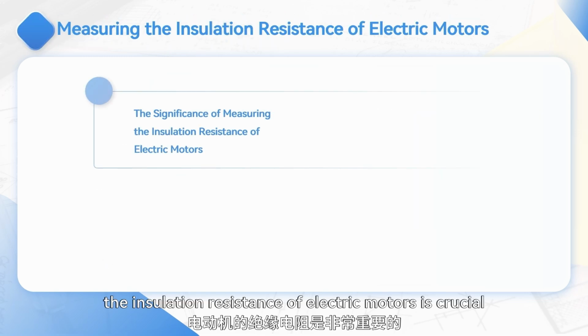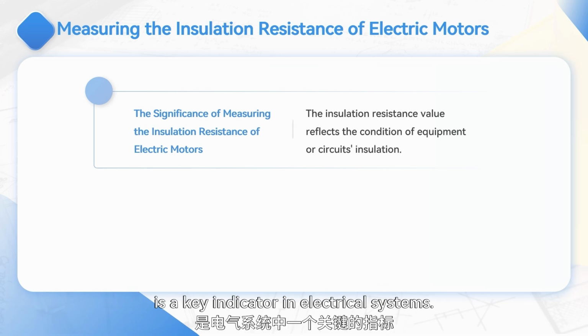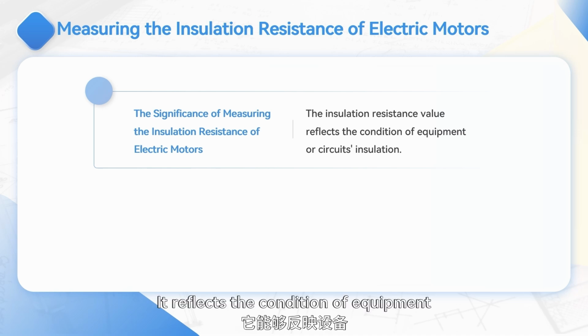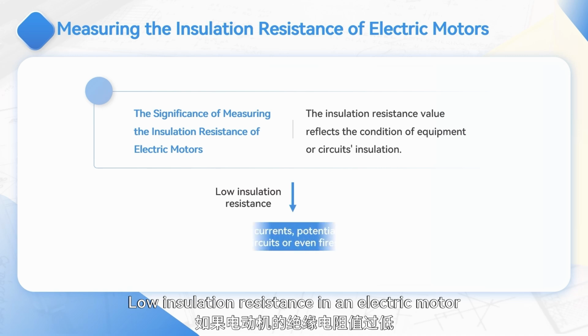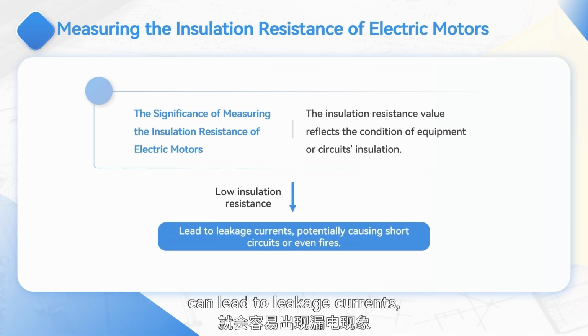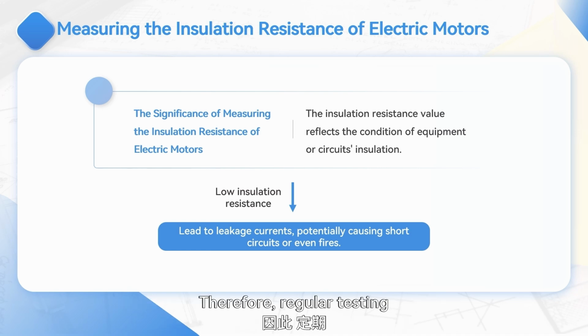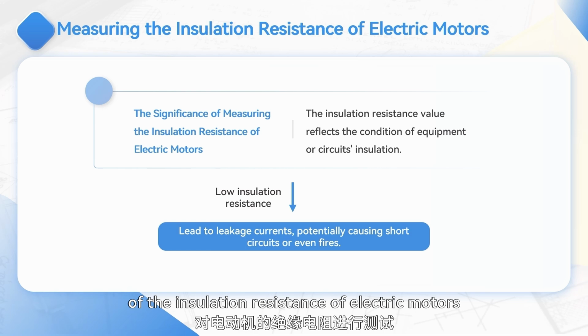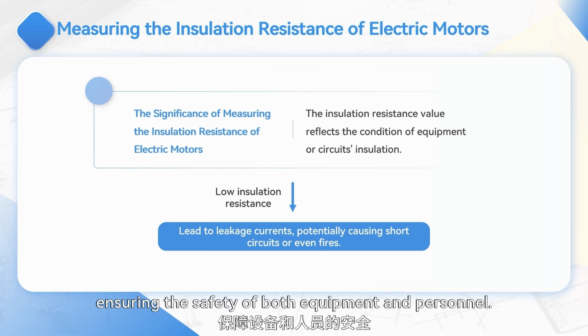Learning to measure the insulation resistance of electric motors is crucial because insulation resistance is a key indicator in electrical systems. It reflects the condition of equipment or circuit's insulation. Low insulation resistance in an electric motor can lead to leakage currents, potentially causing short circuits or even fires. Therefore, regular testing of the insulation resistance of electric motors helps identify potential safety hazards early, ensuring the safety of both equipment and personnel.